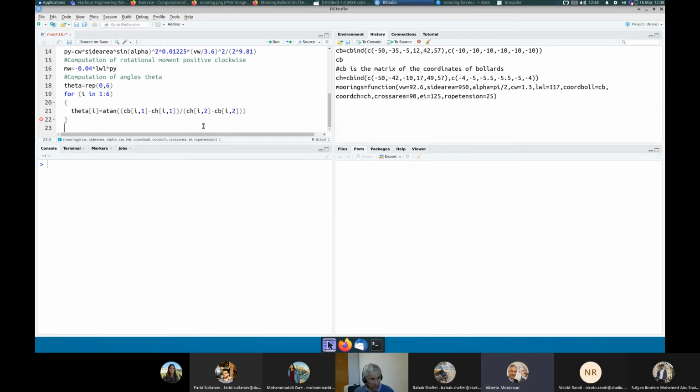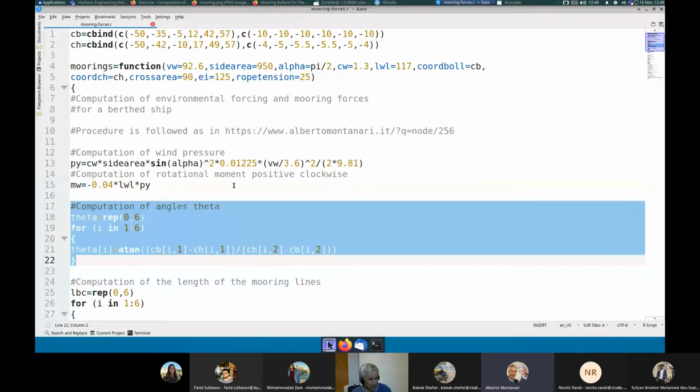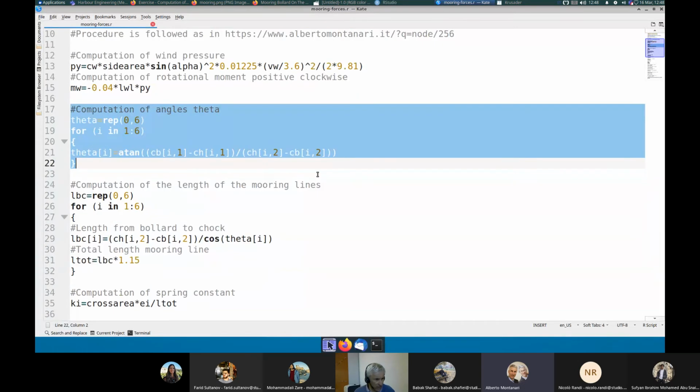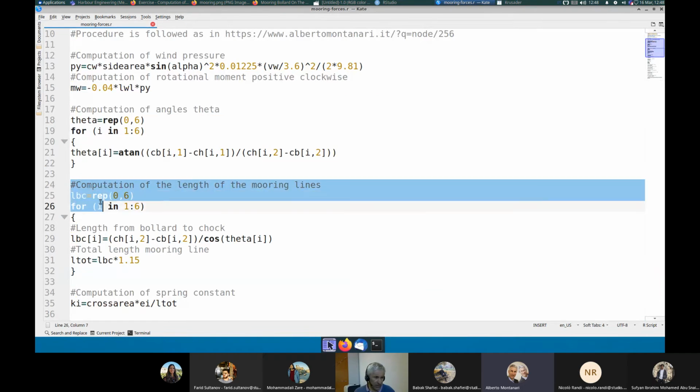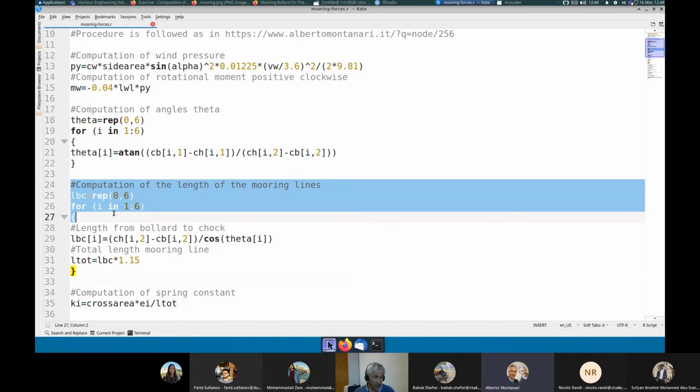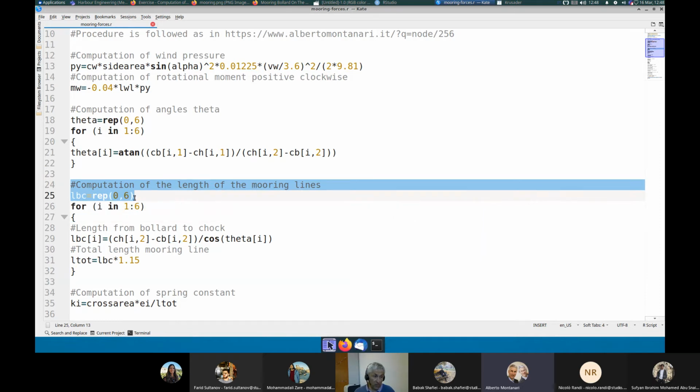Before moving forward, let me save. So I go here in the script window and I press Ctrl S. Good. Let me go back to the code. We are almost ready. We have the computation of the length of the mooring lines. Again, this is given for 6 mooring lines.